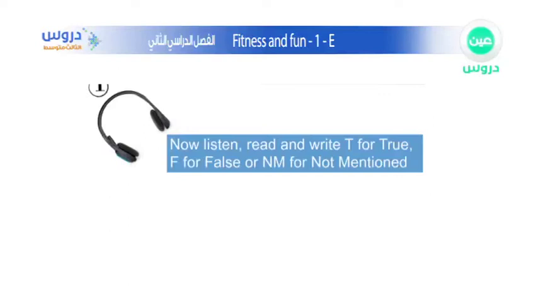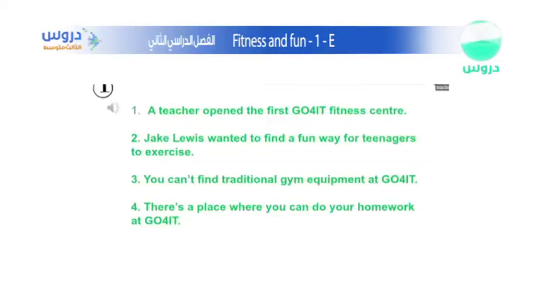Now, read and write T for true, F for false, or NM for not mentioned. Okay. A teacher opened the first Go For It center. Jake Lewis wanted to find a fun way for teenagers to exercise. You can't find traditional gym equipment at Go For It. There is a place where you can do your homework at Go For It.